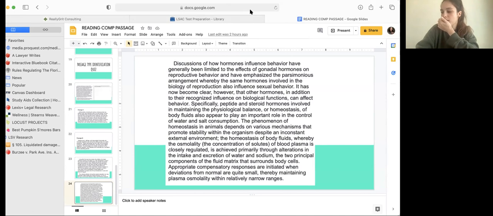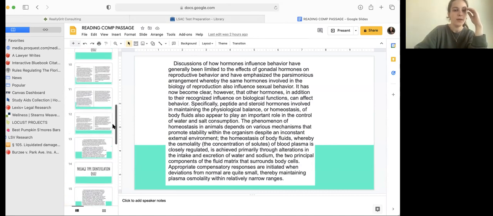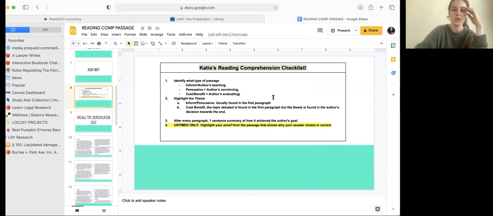Okay, so at the top of our papers, I want us to write: other hormones, specifically peptide and steroids, through homeostasis of body fluids can affect behavior. So write our topic at the very top. Throughout this, we are going to be following along with our reading comprehension checklist. Most of you already have this, but if you don't, take a quick screenshot or a photo of it with your phone, because this is the order we're going to be following. We've already identified that it's an important passage, and we've already pinpointed the thesis.